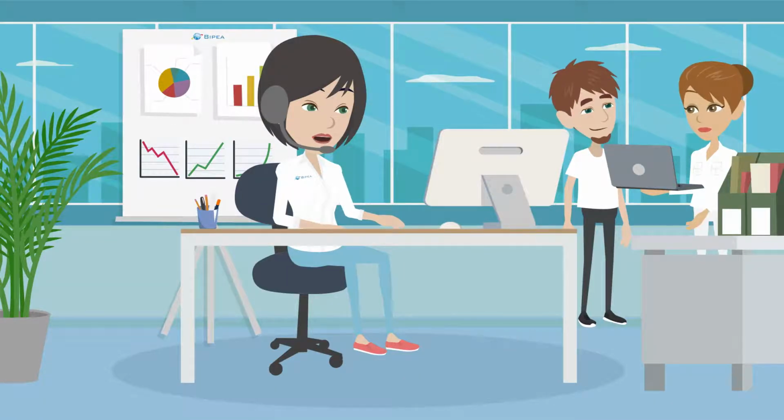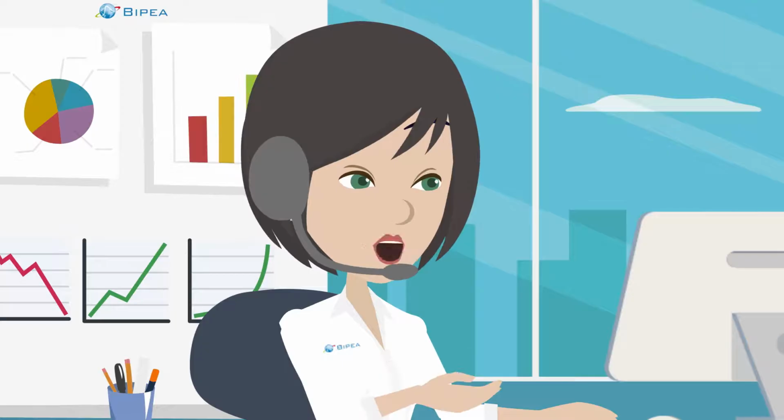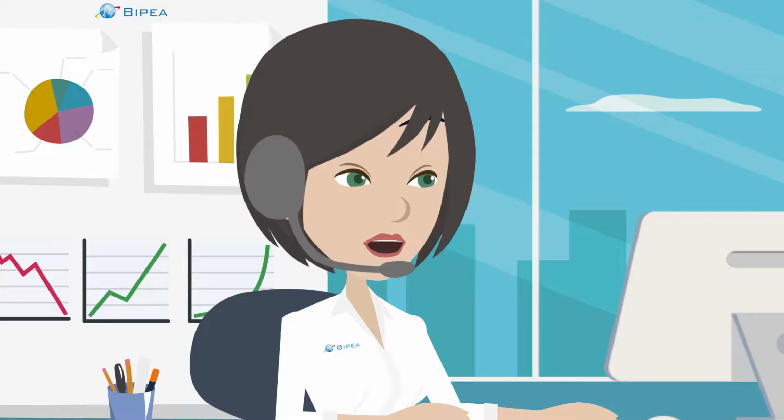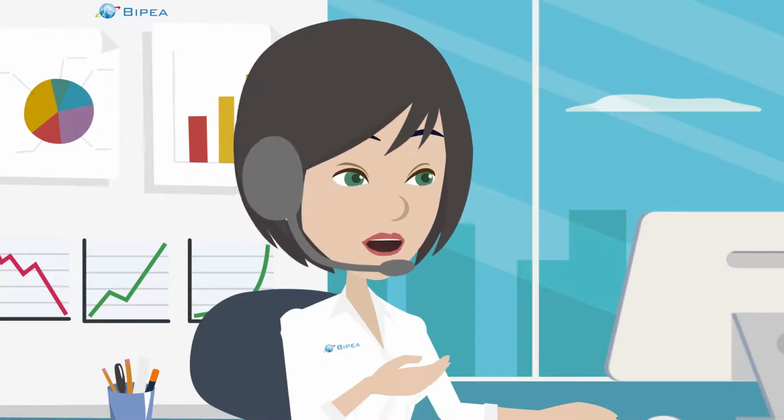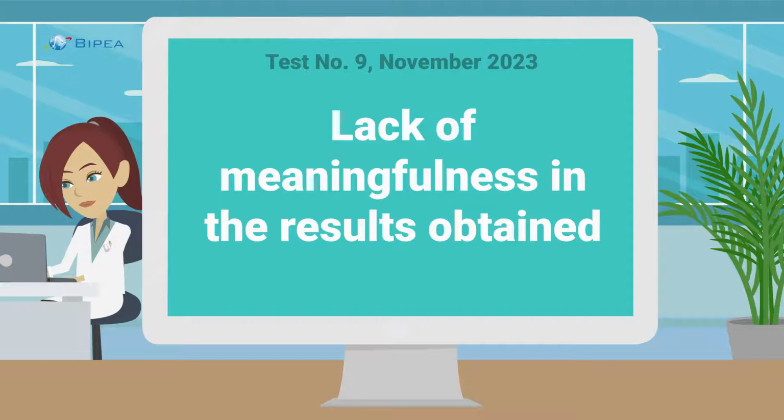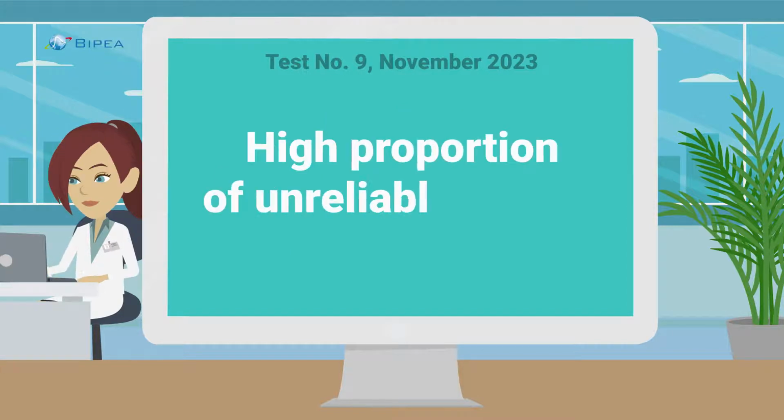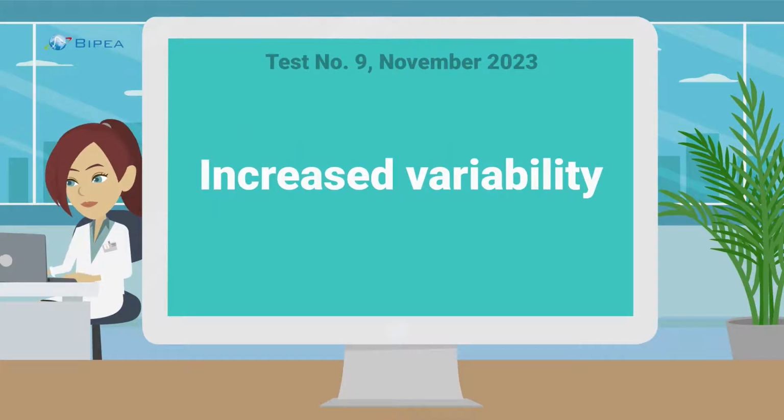Well, upon further investigation, it is indeed because the minimum number of consistent quantified responses for the two analytical criteria has not been reached. When the number of participants in an interlaboratory trial is low, it can have several consequences on the assigned value when estimated from the participants' results. A lack of meaningfulness in the results obtained, a high proportion of results that are not reliable, increased variability, which can make it difficult to estimate a reliable assigned value for the parameter in question.